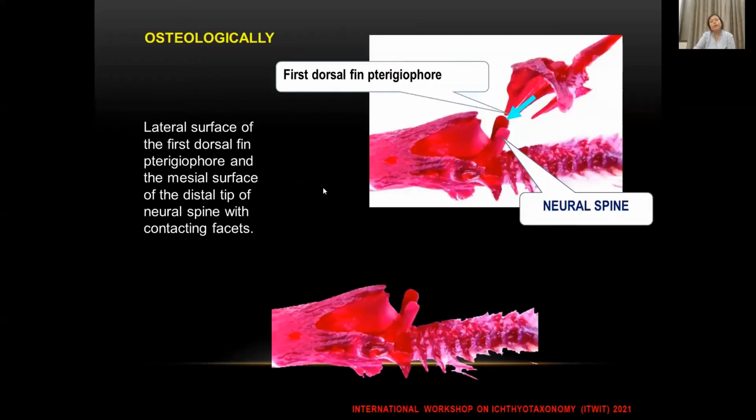Then, when we go for identification of Sisorid catfishes, we have some characters for the family Sisoridae. Osteologically, the lateral surface of the first dorsal fin pterygiophore and the mesial surface of the distal tip of the neural spine have contacting facets. So this is the first dorsal fin pterygiophore and the neural spine. This is how they contact.